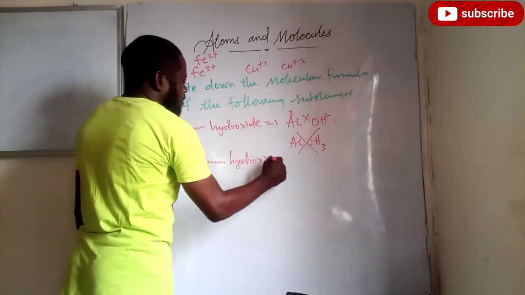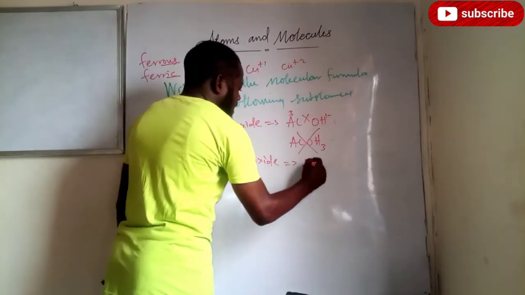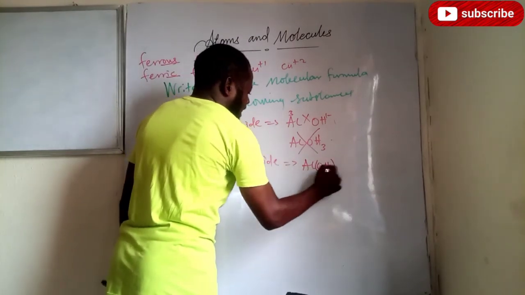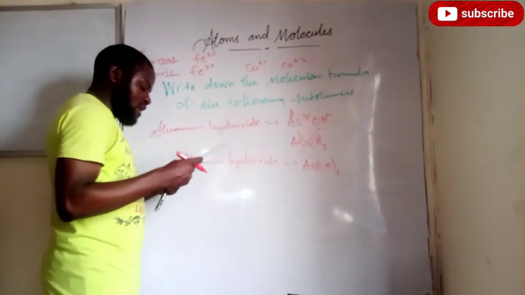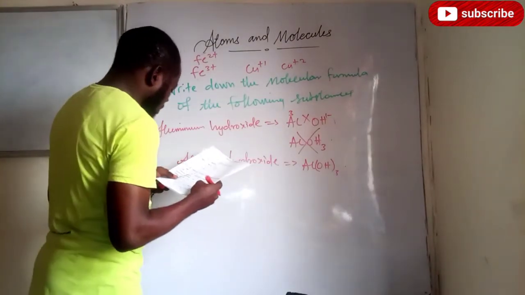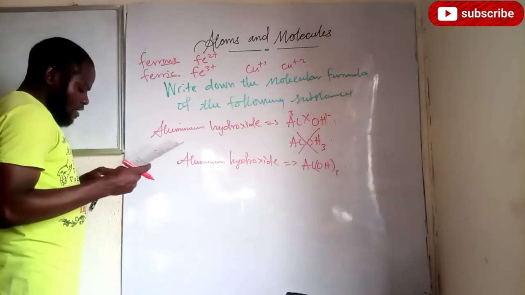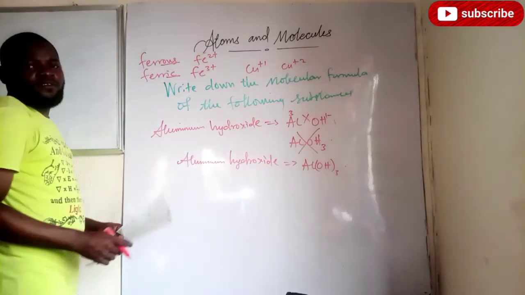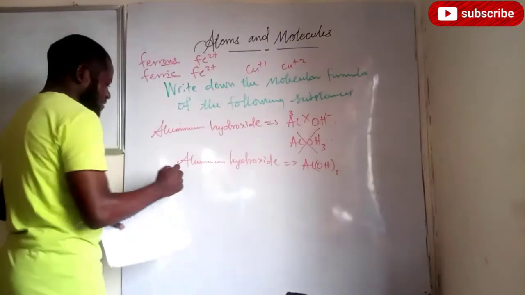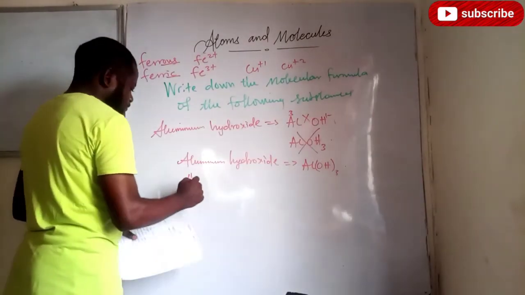So for aluminium hydroxide, I will have it to be Al(OH)3. Do we understand that now? So that will give us aluminium hydroxide. Okay? But what about ammonium hydroxide? Okay, ammonium hydroxide, I will leave that to you.